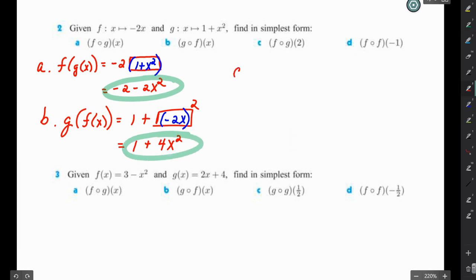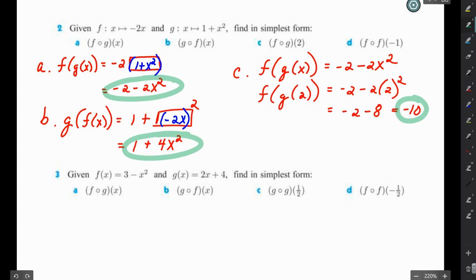Okay, letter C, we want f of g of 2. So let's write f of g of x first. We want to find f of g of 2. Replace x with 2. Okay, part D. Ooh, we want f of negative 1. So I'm going to find f of x first.